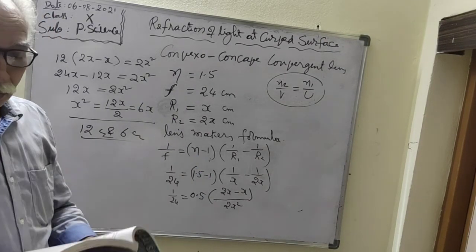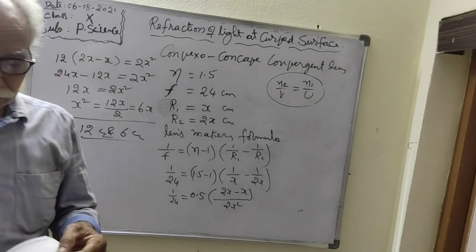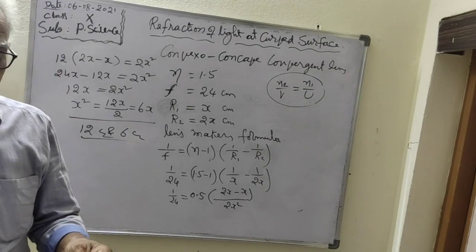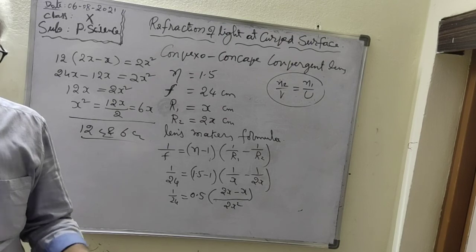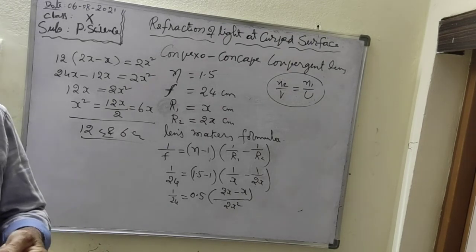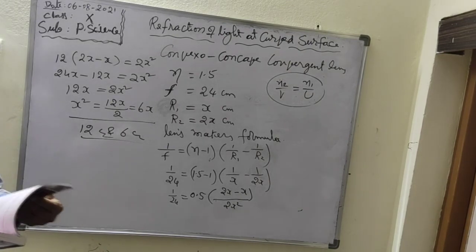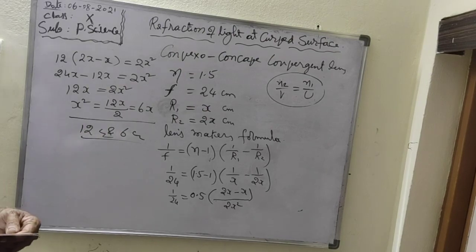Now we continue tomorrow in the next class. Some more problems are there, ray diagram problems. We continue with this, and afterwards you can start the second chapter, that is chemical equations. We will start that tomorrow. Okay.